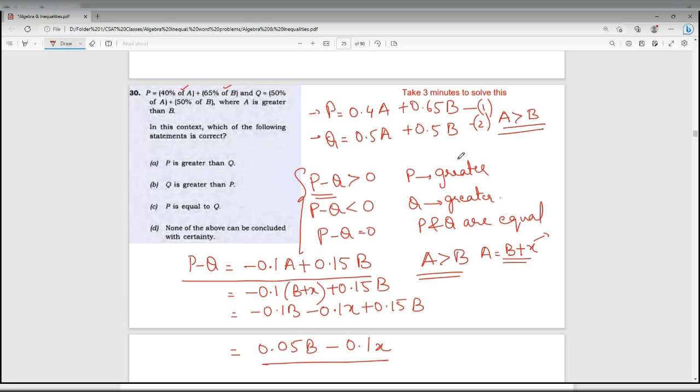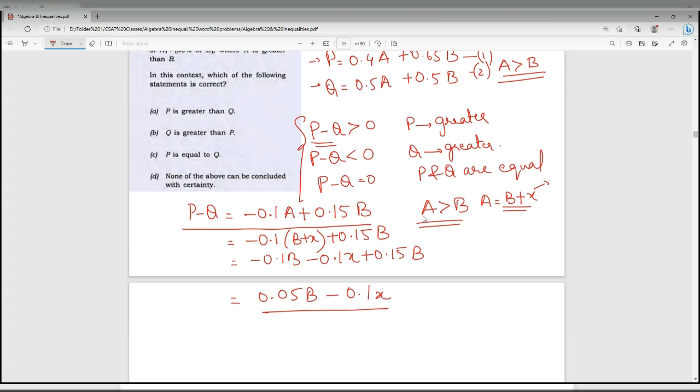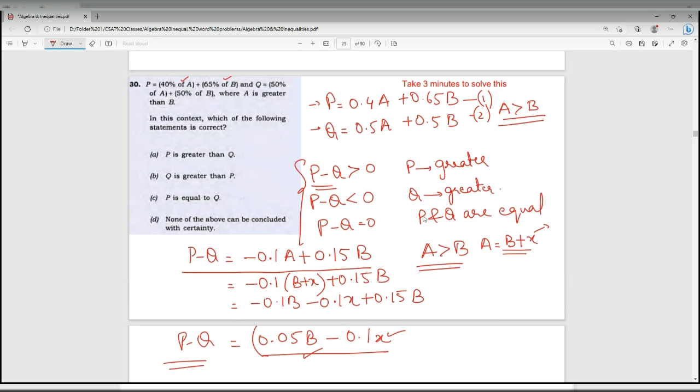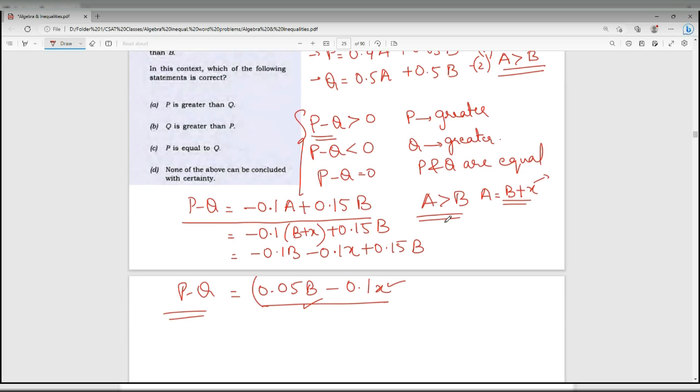So this value actually depends on X and also B. So P minus Q, we cannot say whether P is greater than Q or P is less than Q. We don't know whether this number is greater than, less than, or equal to 0. So we cannot conclude anything from this data that they have given. So the correct answer is option D.